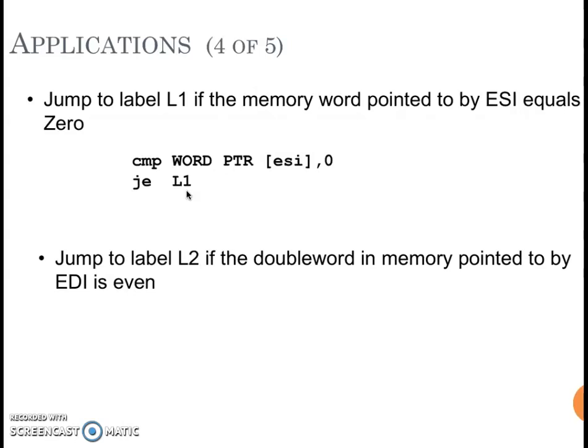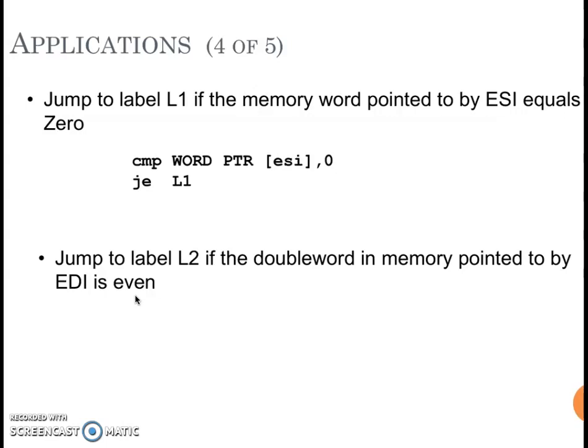How about the other one? It still uses ESI, but the value we are reading is a double word in memory, and the value must be an even number. How can I check whether the value at ESI is an even number?